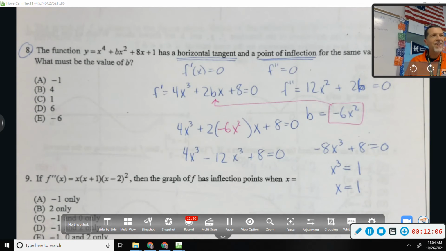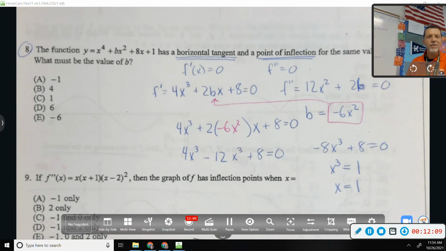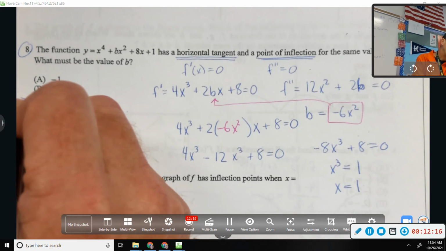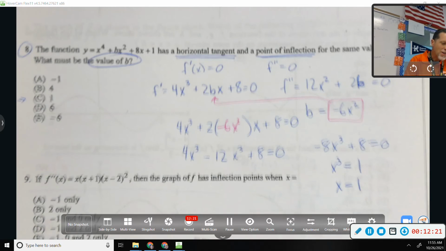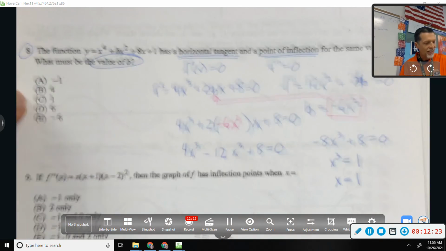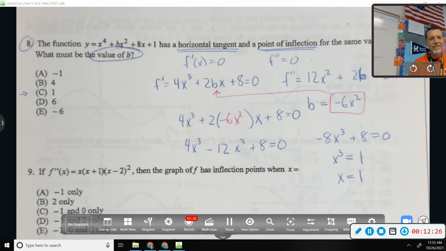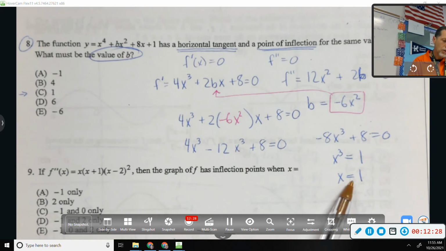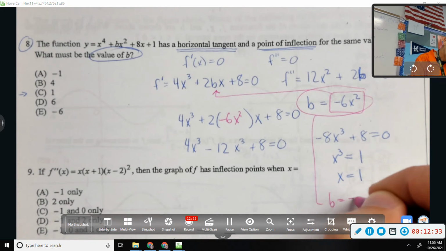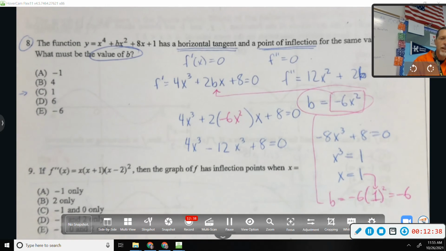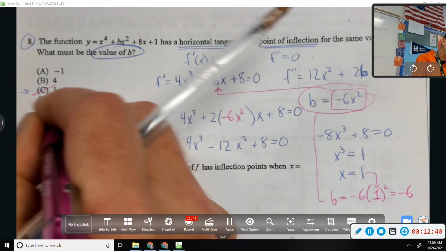And if you look at my key online, you can see where I made the mistake. I circled C as the answer. Why is C not the answer? Because that's not b. That is x. What is the value of b? So yeah, you get so excited. You're like, oh man, I solved this really hard problem. The answer is 1. Well, x is 1. I need what b is. So b is equal to negative 6 times x squared. Negative 6. So not C, but E.